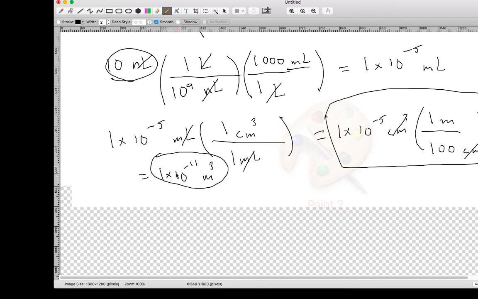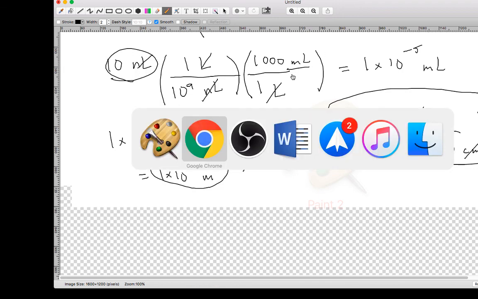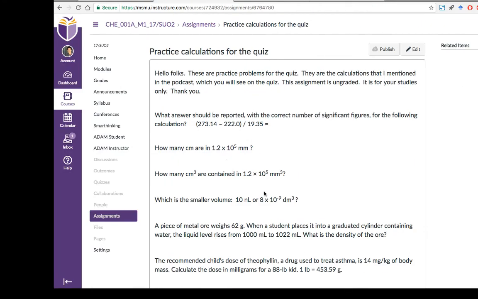Now, this number is the smaller number. So the other number was 8 times 10 to the 9th. So that means this nanoliter number is the smaller one, and the cubic decimeter number was the larger one. So the smaller number was this one. This one was the smaller number. Okay? Yeah, that one was hard.